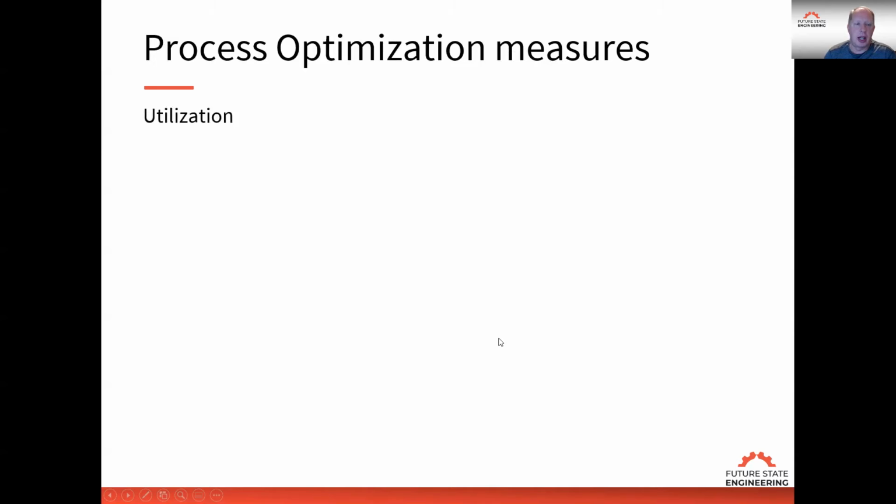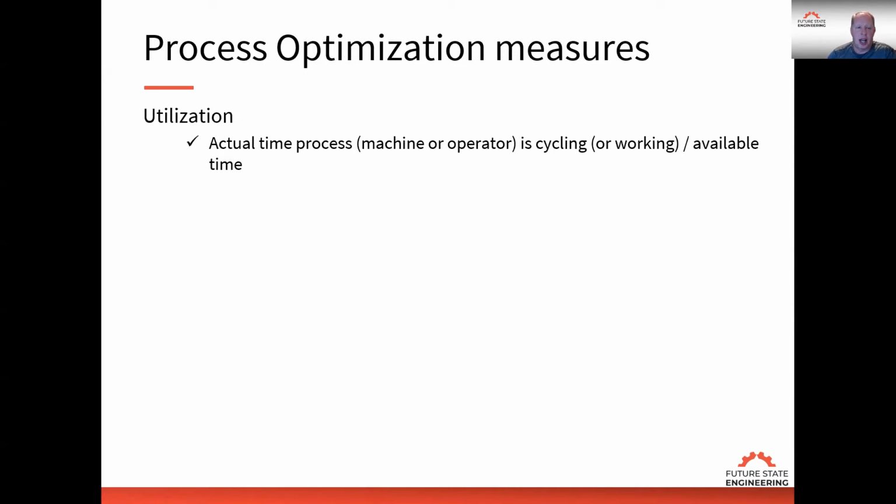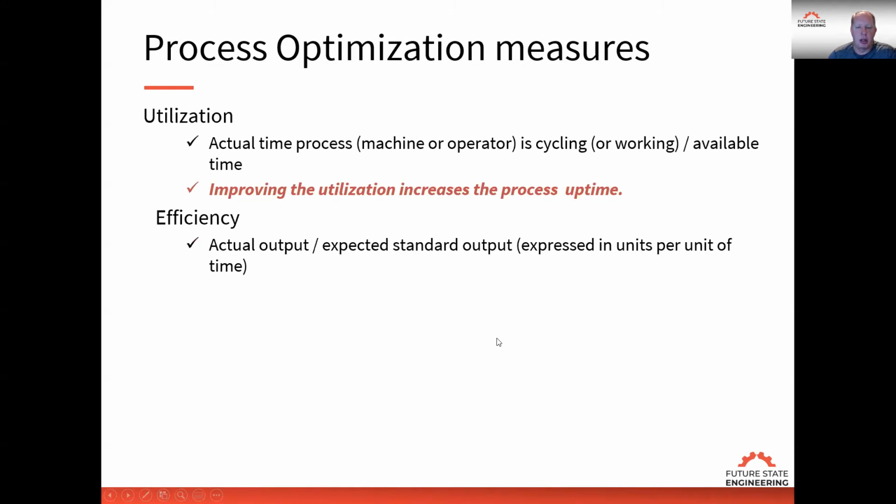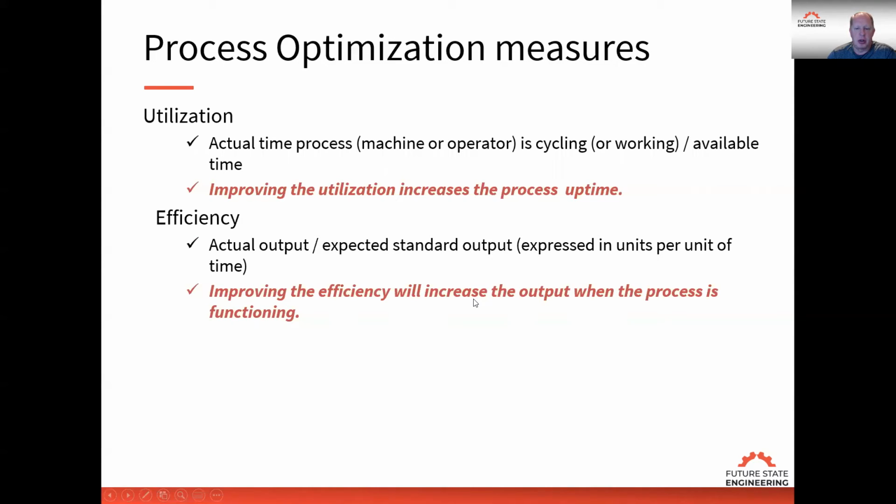The measures that we look at are utilizations. That's the actual time that the process is working compared to when it's scheduled to work. Improving utilization increases the process uptime. Efficiency is the actual output against some expected standard, usually expressed in some unit of time. Before we measure this, we need to make sure that the standard is correct. We don't want to measure against an outdated or incorrect standard. Improving efficiency will increase the output when the process is functioning.